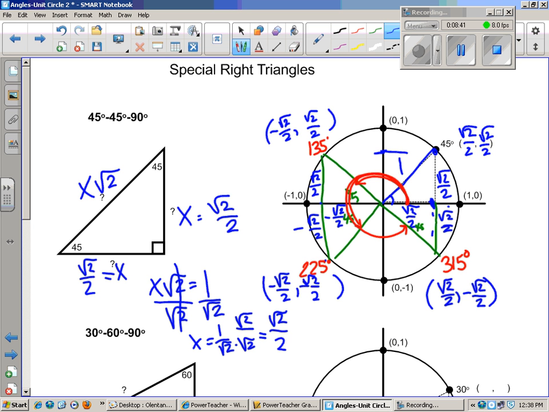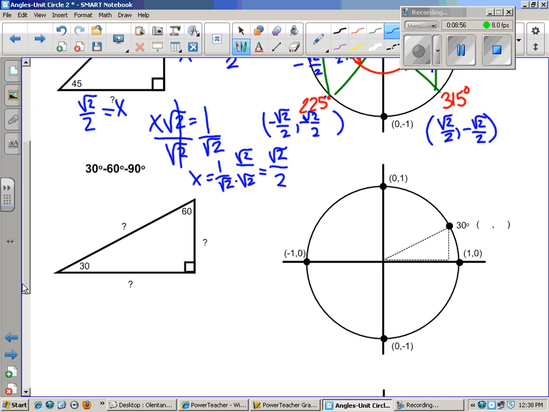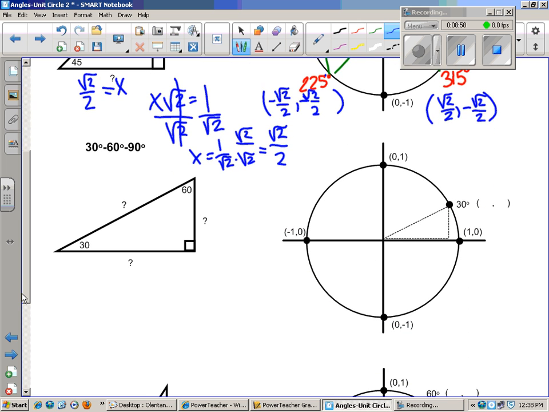Okay. I started on that one even though it was on the back because the legs are both the same, so it's a little bit easier. The 30, 60, 90s aren't harder. They're just, the legs aren't the same length, so it just makes it a little more complicated. But we're going to do the same thing. Let's name the sides of the 30, 60, 90 triangle.